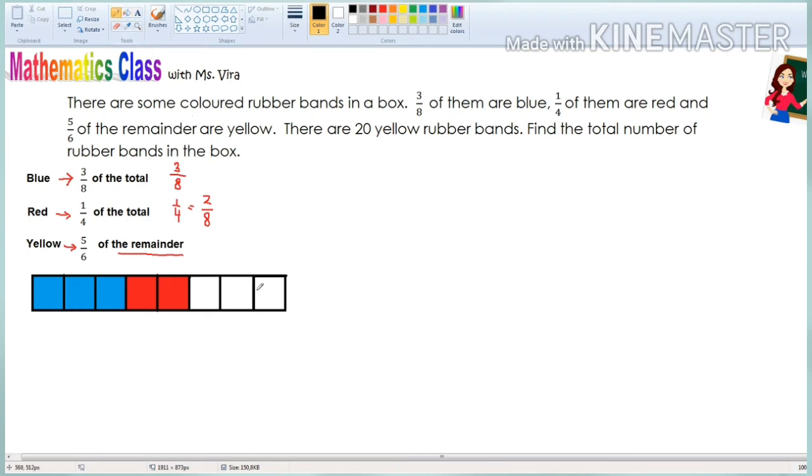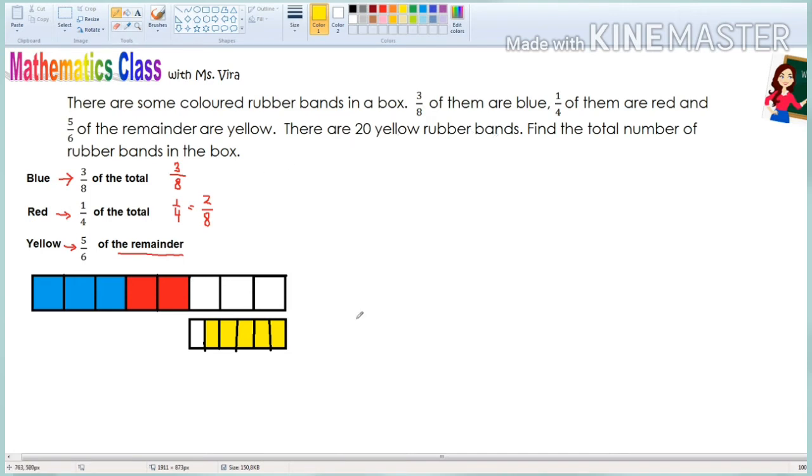3 units are the leftover or the remainder. Since yellow is 5/6 of the remainder and here there are only 3 units, I'm going to draw another unit and divide it into 6 small units. So these 6 small units have the same size as 3 big units. Okay, and 5/6 of the units are yellow.